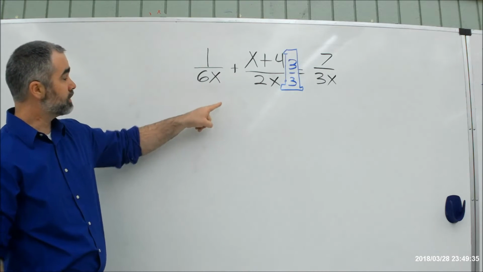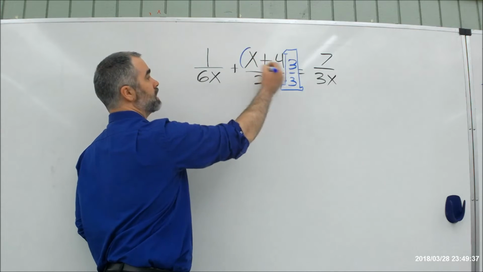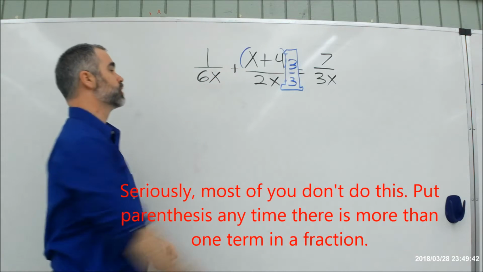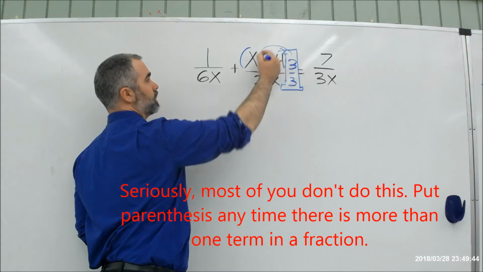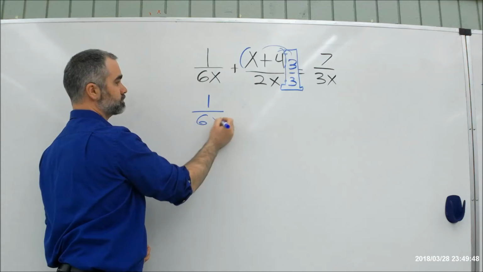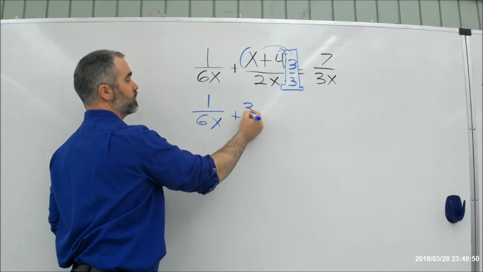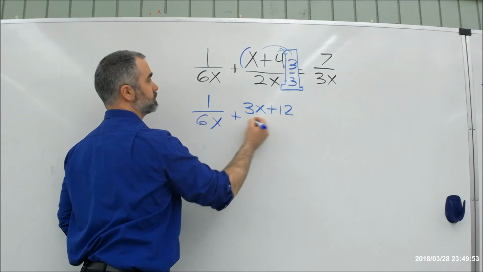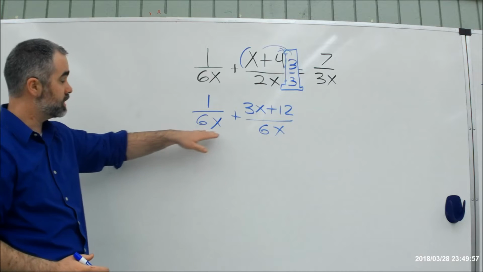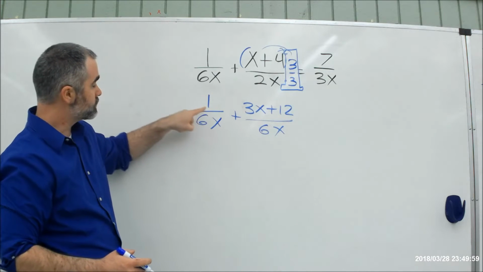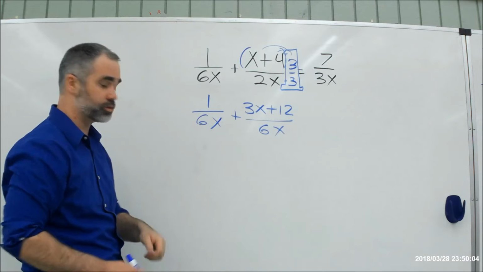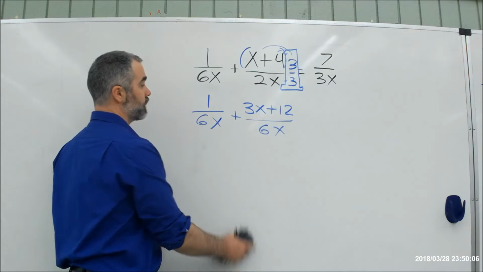So let's go ahead and simplify this. Keep in mind, anytime you have more than one term in a fraction, put parentheses around it, which will help you remember to distribute the 3 into both terms. So that gives you 1 over 6x plus 3x plus 12 over 6x. And now we can just combine like terms. The denominators are the same, so I just have to combine my like terms. 1 can't go with 3x, but it can combine with the 12. So let's go ahead and add those together.